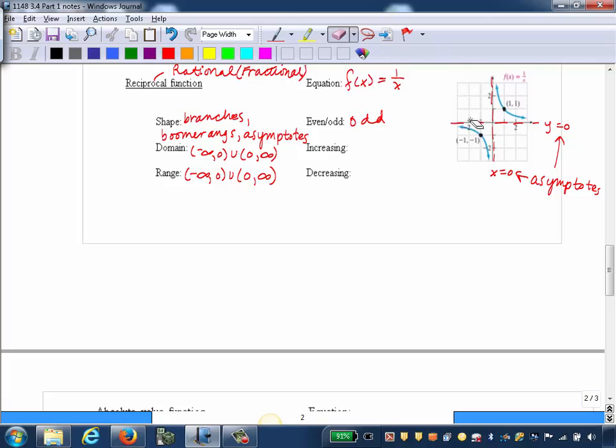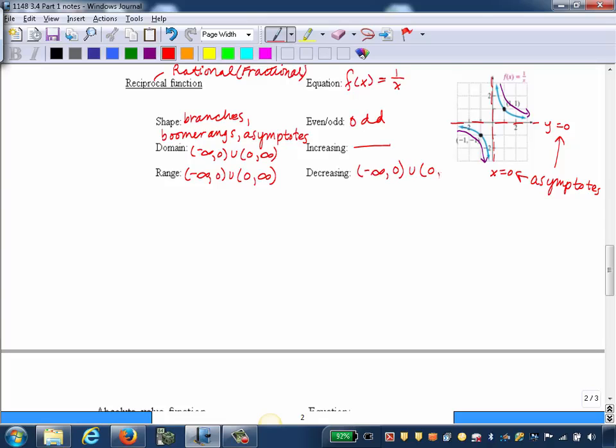And this is kind of deceiving, the increasing and decreasing. Make sure you actually trace this. So if I take my pencil all the way left and start to trace to the right, this is decreasing. Then there's the split. Then I pick up on this next branch and I'm still decreasing. So everywhere that graph exists, it's decreasing. So it's never increasing, and it's decreasing everywhere it exists, which is negative infinity to 0, union 0 to infinity.